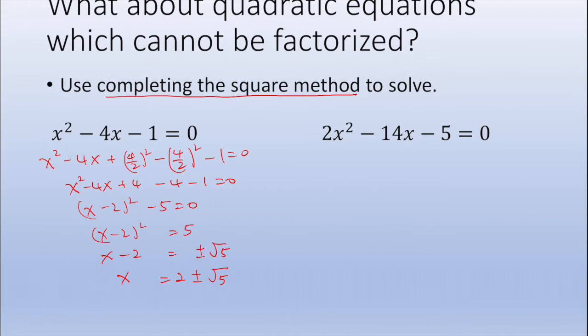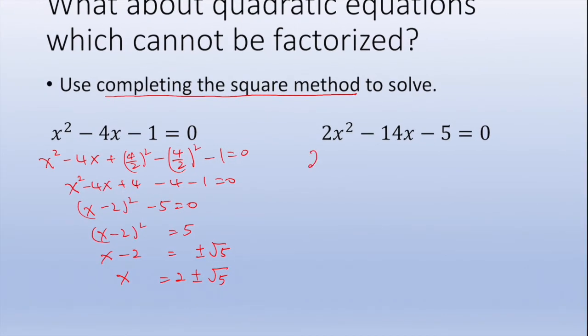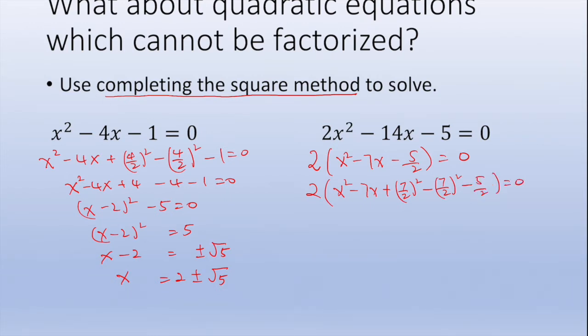Alright, in this case, the second question, slightly different. We know that we have to complete the square. So this time what I'm going to do is to take the 2 out. x squared minus 7x minus 5 over 2 equals 0. Completing the square, 2 times x squared minus 7x plus (7 over 2) squared minus (7 over 2) squared minus 5 over 2 equals 0.